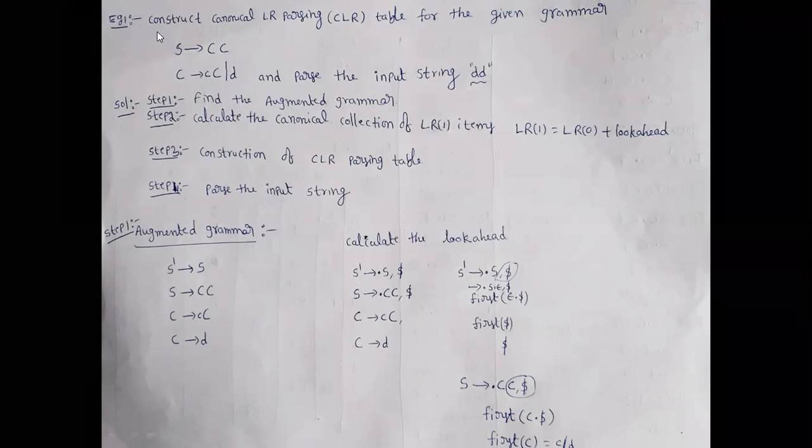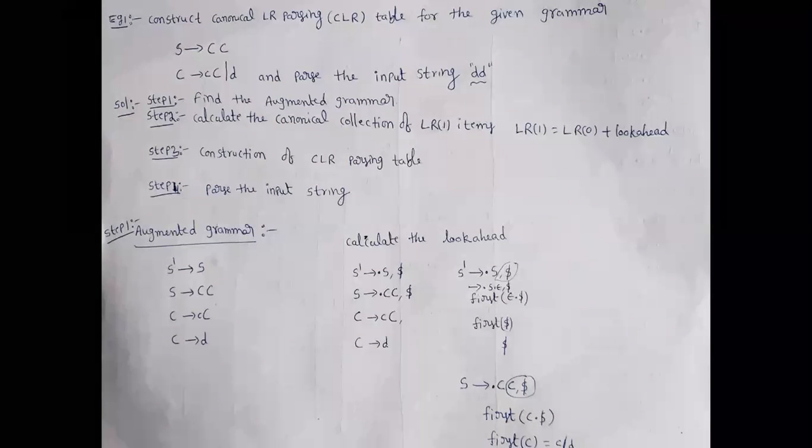Here we have to construct the canonical LR parsing CLR table for the given grammar. The grammar is S produces C C, and C produces small c C or small d, and the input string to parse is dd. Now we are calculating the canonical LR parsing table for the given grammar.